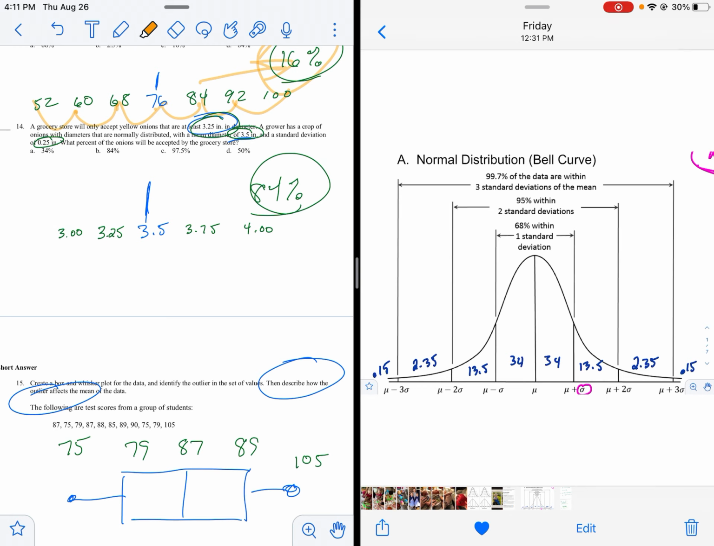The grocery store will only accept onions that are at least 3.25. The mean is 3.5, so it goes right in the middle. The standard deviation is 0.25, so add a quarter. You can keep going if you want, but you don't have to. Now we want 3.25 and more. This big line in the middle is the mean, so it's half. That's 50%. Then we go 1 to the left. So 50 plus 34, 68.